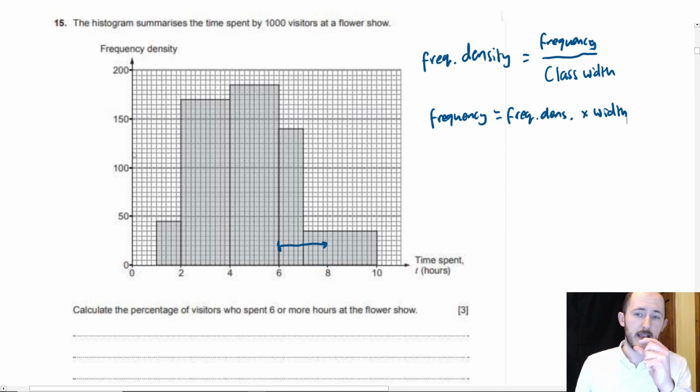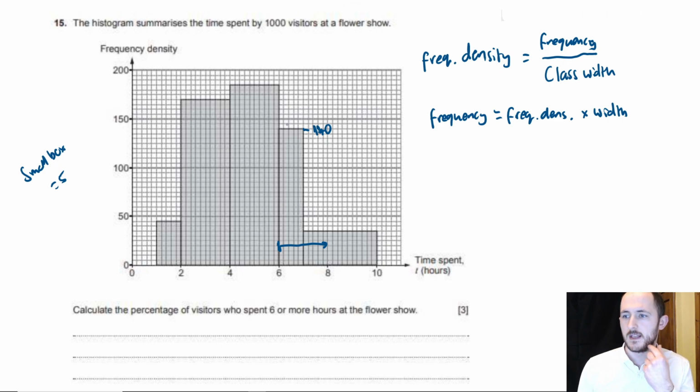It's 10 squares in between 100 and 150. So each small box is equal to 5. So if we look here, it's 2 boxes below 150. So that frequency density here is 140. So the frequency there is just going to be 140, the frequency density. And what's the width of the bar? Well, it goes 6 something and then 8. So that something must obviously be 7. So the width of that bar is just 1 because it's the difference between 6 and 7. So we times that by 1. So there's 140 people in that bar there.